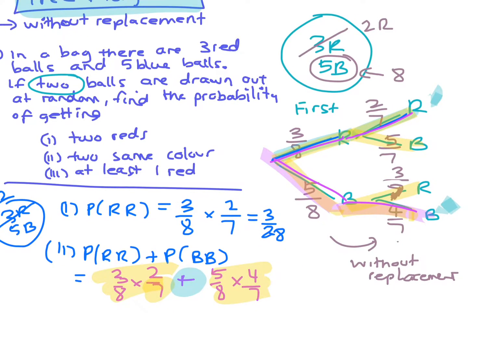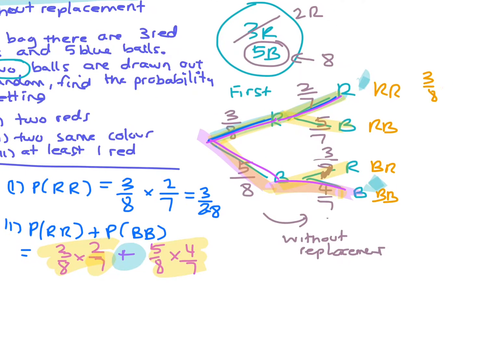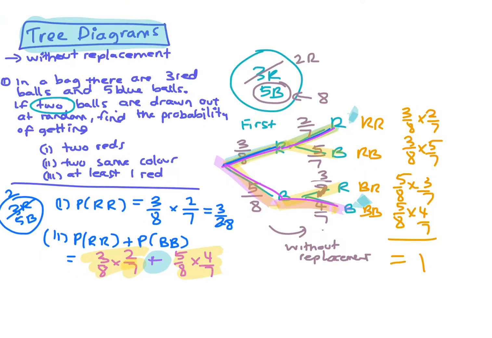You could also, on your probability tree, write at the end of it the different outcomes that it's actually given you. And if you wanted to really use your tree, you could also write at the end of the tree the probabilities, like 3 8s times 2 7s, 3 8s times 5 7s, 5 8s times 3 7s, and 5 8s times 4 7s. And if you added all this up, what do you think that would equal? Yeah, it would equal one whole. Okay. So you end up 13 on 28.